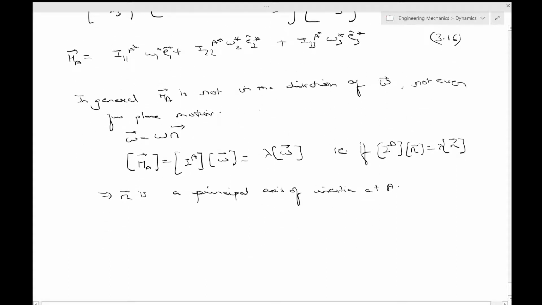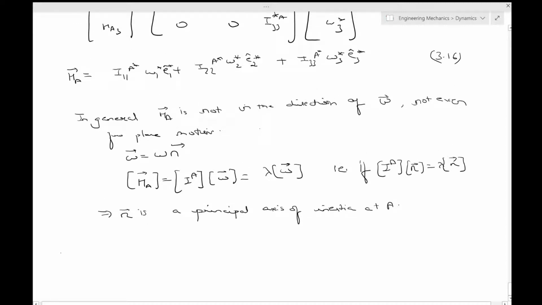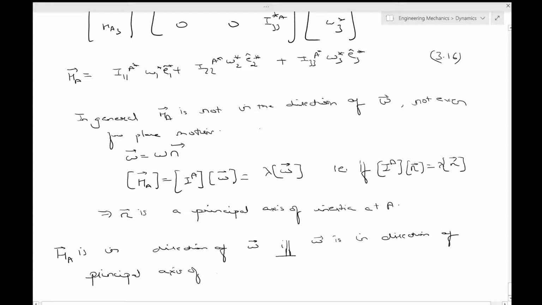We have other fancy ways of writing it as well. So HA is in direction of omega if, meaning if and only if, omega is in direction of a principal axis of inertia at A. Okay, so if you have, say, an example, omega is equal to omega E1 star.